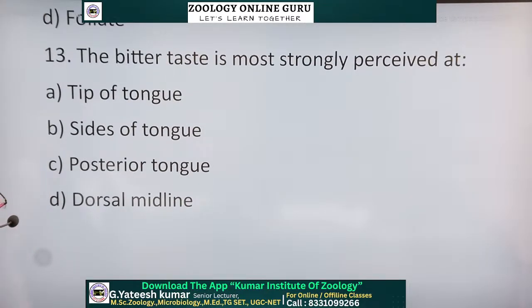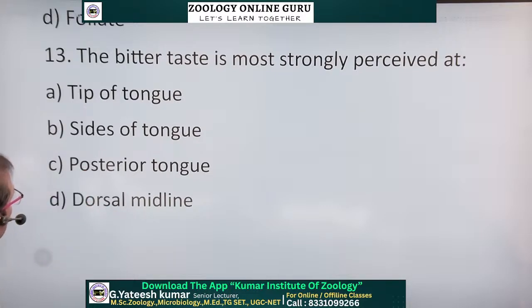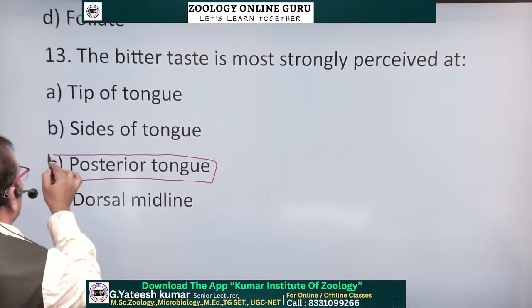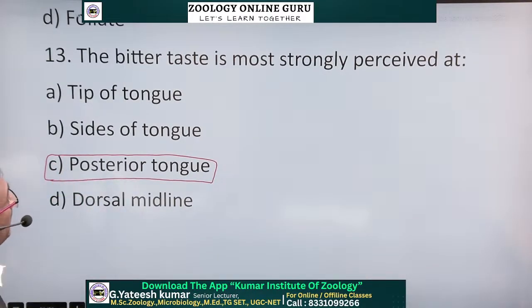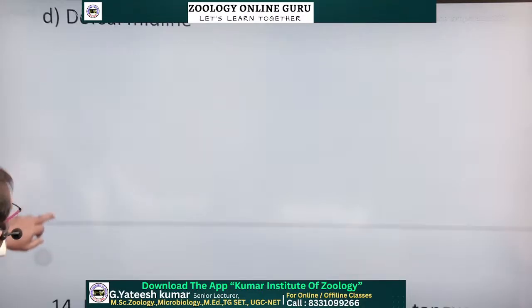The bitter taste is most strongly perceived at which part? The tip is sweet and salt, the sides are sour, and the dorsal midline is also sour. The posterior tongue has the circumvallate papillae, which give the bitter taste. So the posterior part is for bitter taste. Question number 14.